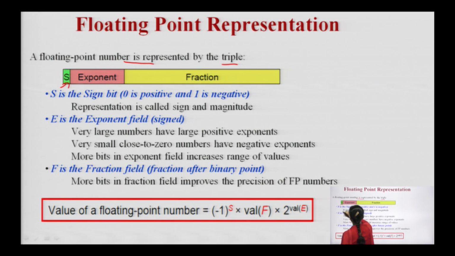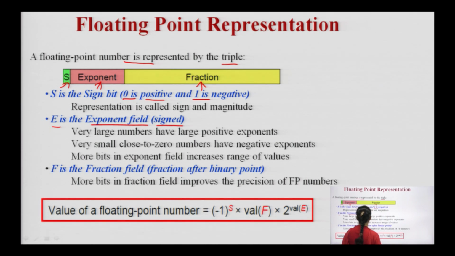The first part of this triplet is the sign bit, the second part is the exponent, and the third part is the fraction. The sign bit is 1 bit: if it is 0, the number is positive, and if it is 1, the number is negative. E is the exponent field, which is signed. The exponent can be positive or negative, so we can represent 10 to the power minus 9, or 2 to the power minus 3, or 2 to the power plus 4.